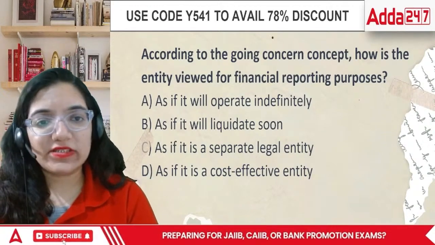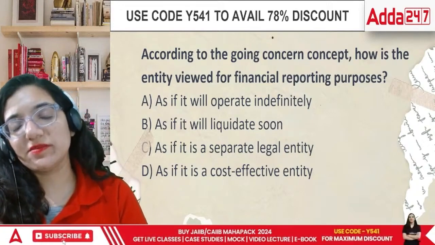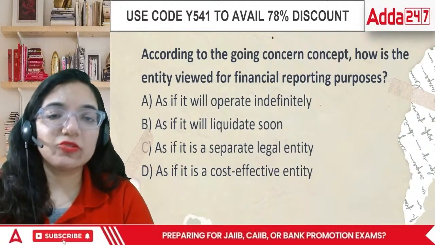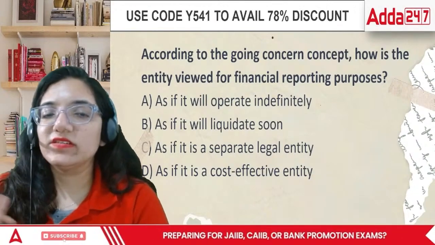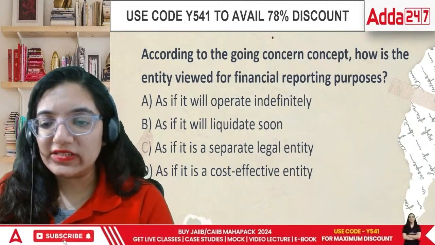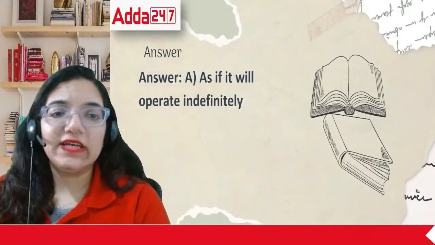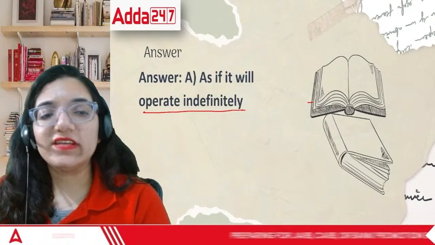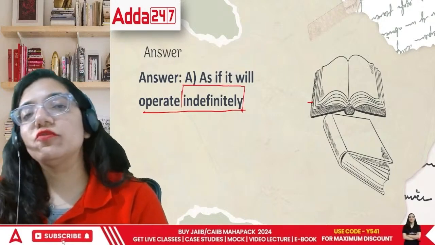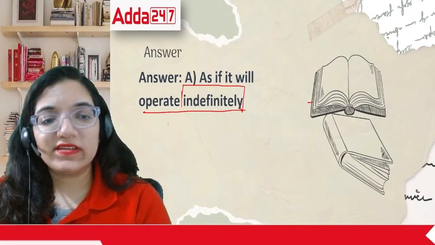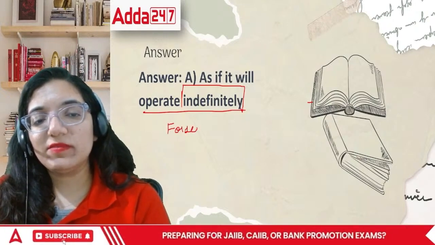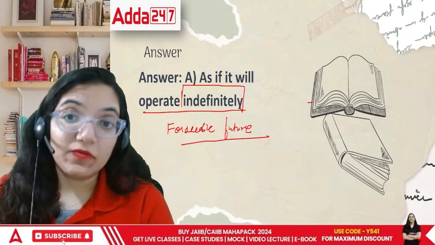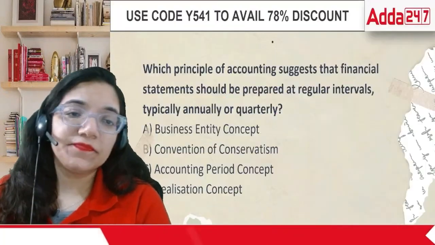The point is going concern concept. Going concern concept says men may come and men may go. But in the upcoming, the foreseeable future, the business is here to stay. The business isn't dying. So in this case, what would be the answer? It would be as if it will operate indefinitely. But pata hai, in terms of business, you will never find we say that the business is here for forever. They will say in the foreseeable future. The future that you can see from now. You can see that the business will exist.